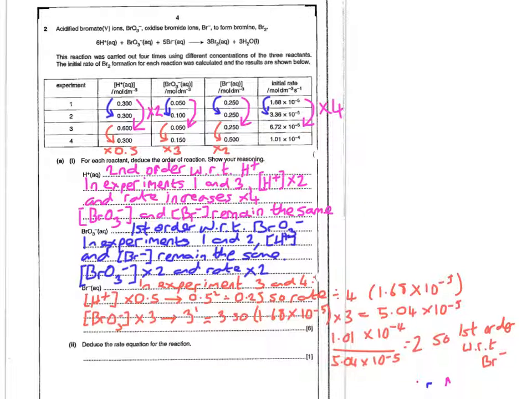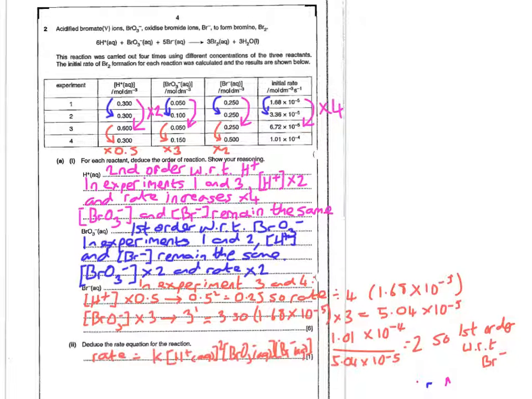So the final thing they want us to do is to deduce the rate equation for the reaction. So all you do is you take in the concentrations of each of the reactants, raising to the power of the order where necessary, and that gives you rate equals K times the concentration of H plus squared times the concentration of bromate times the concentration of bromide.